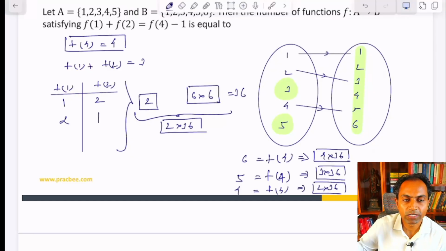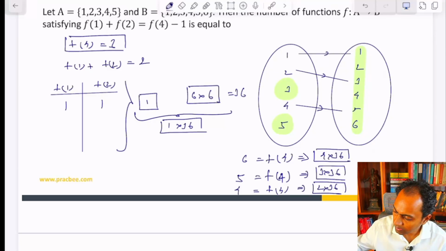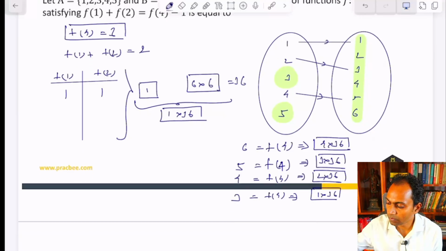I think one more case might be possible when we take this value as 3. When we take this value as 3, sum becomes 2, and when sum becomes 2, this can only happen when this becomes 1, this also becomes 1. And now you can see that there is only one value here, and hence this also becomes 1. So we have understood that when f of 4 comes out to be 3, there is only one value. Now our final answer would be sum of all these possible cases.